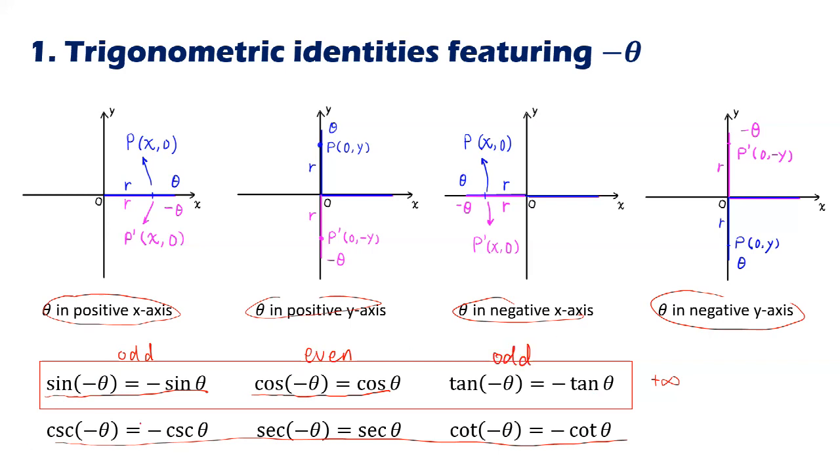And cosecant theta, because it is a reciprocal of sine theta, is also an odd function. And secant theta, because it is a reciprocal of cosine theta, is an even function. And cotangent theta is a reciprocal of tangent theta, so this is an odd function. Understand? So this is the first set of properties we have learned for today.